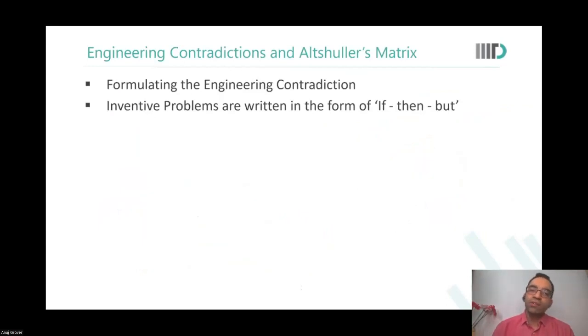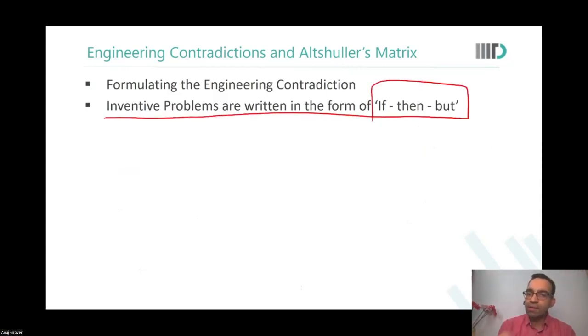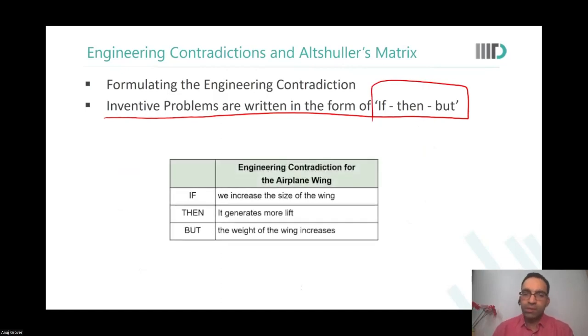Now what we do is we formulate the engineering contradiction. We start to write the problem in a format of if, then, but. For example, if we increase the size of the wing, then it generates more lift. But the weight of the wing also increases. So whatever problem you have, you formulate it as a contradiction. That is the first step to applying the inventive principles. You formulate the problem in if, then, but form.